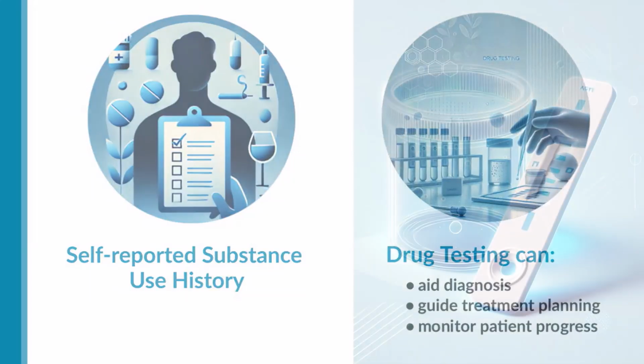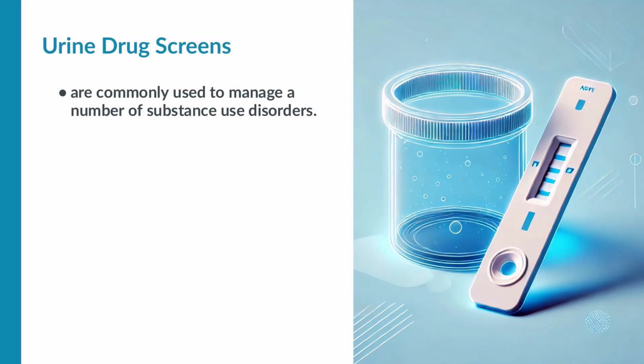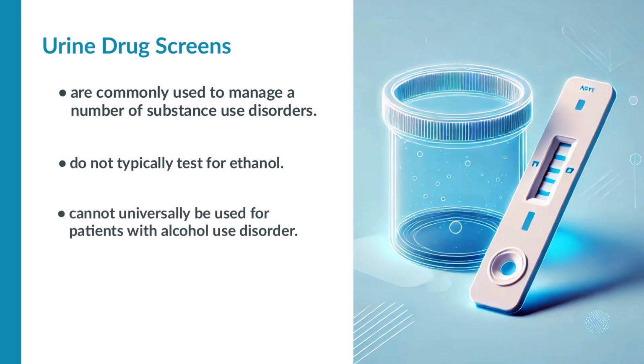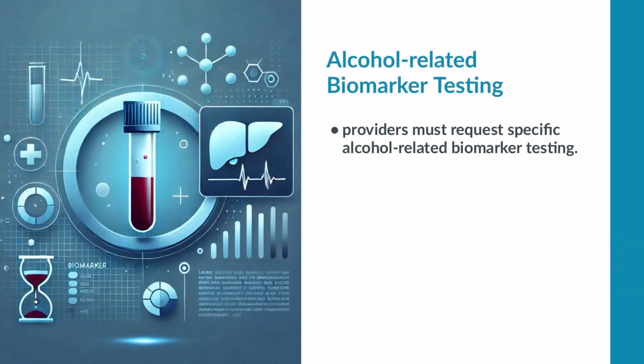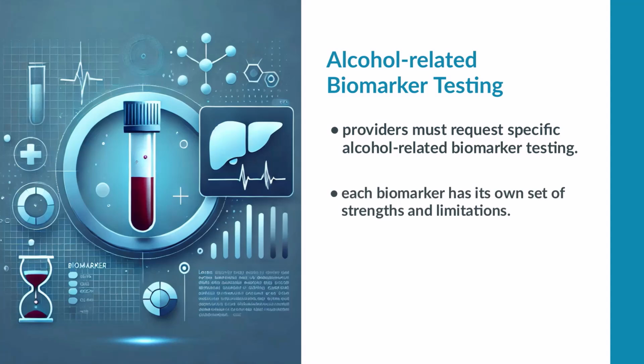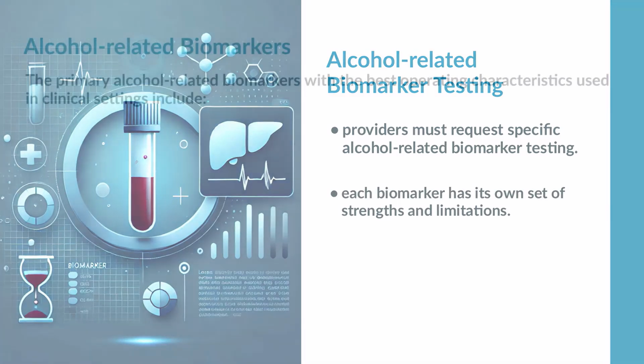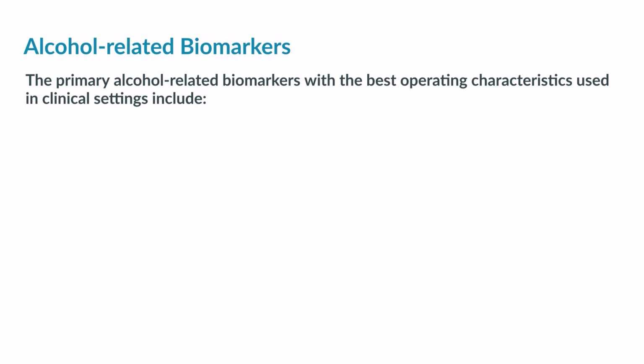patient progress. While traditional urine drug screens are commonly used to manage a number of substance use disorders, they do not typically test for ethanol and therefore can't universally be used for patients with an alcohol use disorder. Instead, providers must request specific alcohol-related biomarker testing. Although several of these alcohol-related biomarkers are available, each one has its own set of strengths and limitations. The primary alcohol-related biomarkers with the best operating characteristics used in clinical setting include the following.